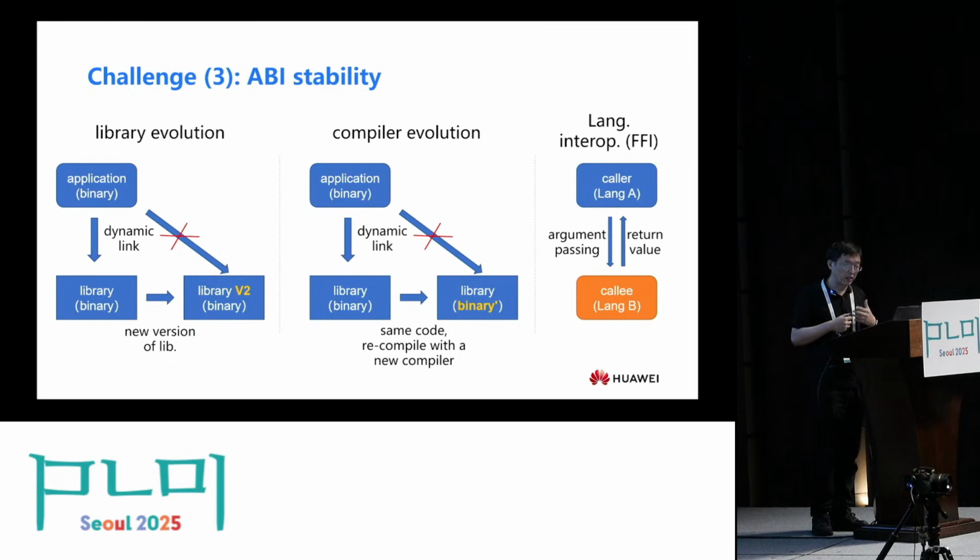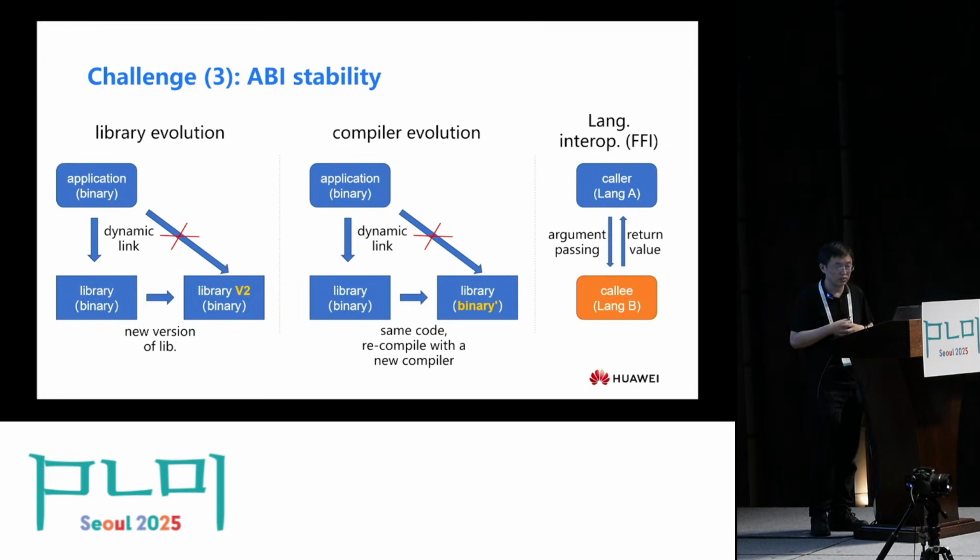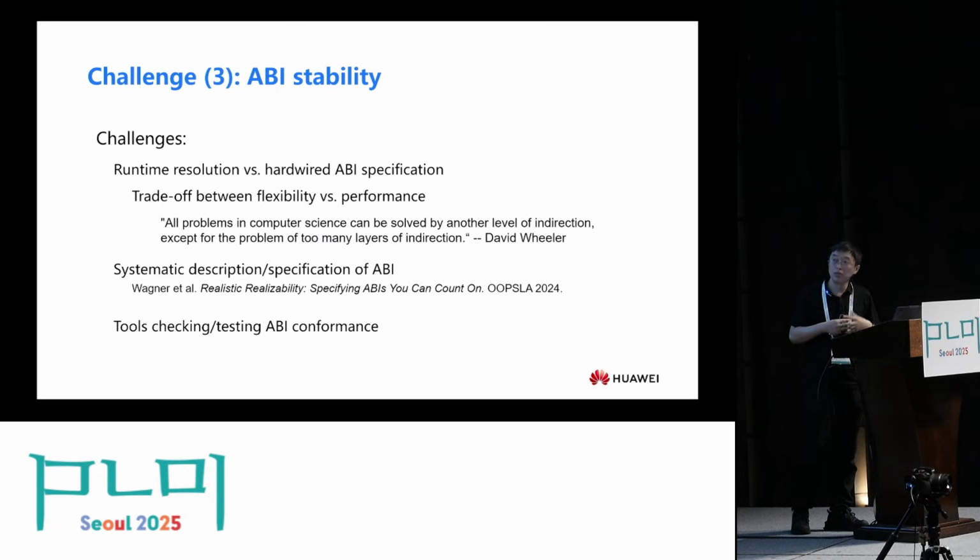Or maybe the library is the same, but the compiler is upgraded, and we recompile the library, which may also break the compatibility of the binary format, so the linking may still fail. And then the third scenario is about the cross-language operation. So the problem here is that we have to be careful. If we want to give some kind of promise of this ABI stability, we need to be careful with the trade-off between flexibility versus performance.